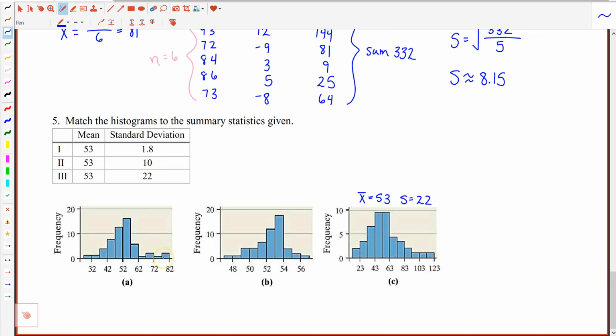Out of these last two, which one of them is going to have the smallest standard deviation? Well, if we look at this one, this axis only goes from values in the 40s to values in the 60s. This one goes from values that are below 30 to values that are starting to get in the 80s. So histogram B is going to be the one that has the smaller of the standard deviations. So this one's going to have a mean of 53 and a standard deviation of 1.8. This last one is going to have a mean of 53 and a standard deviation that would have to be 10.